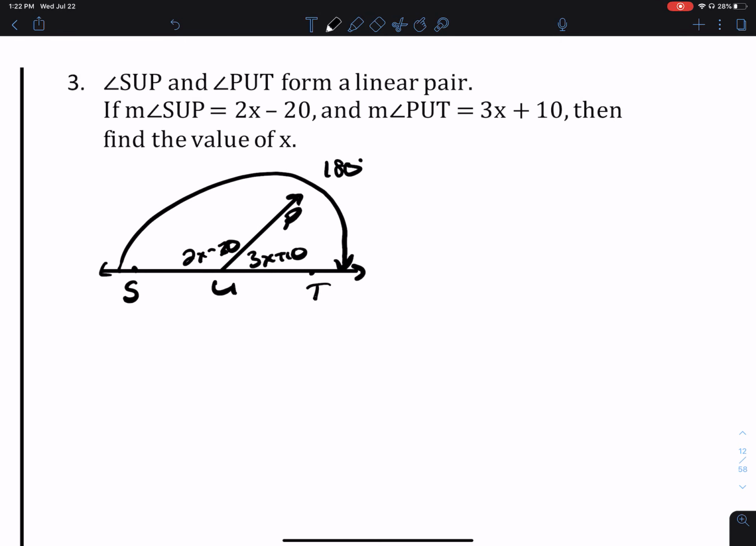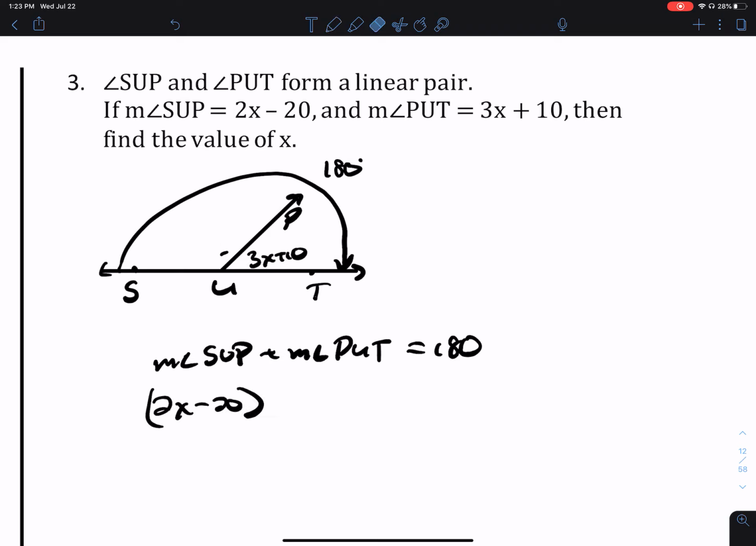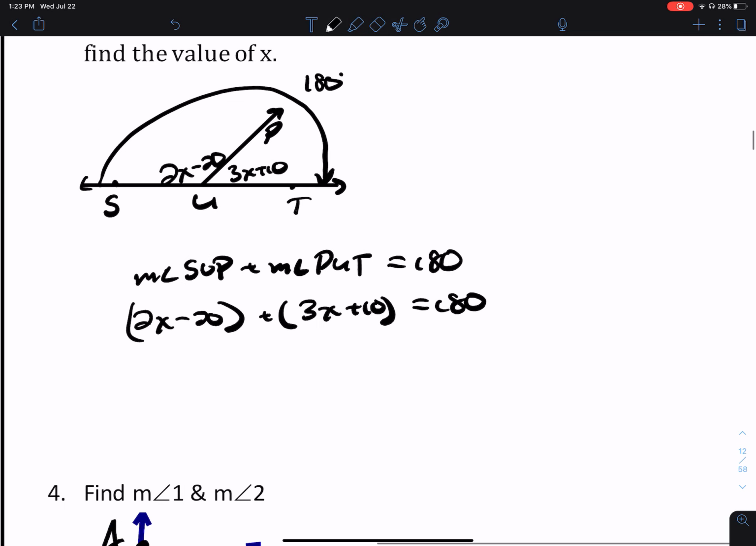According to the definition of supplementary, the measure of angle SUP plus the measure of angle PUT equals 180. SUP is 2x minus 20. Might not be able to see that because my handwriting has gotten worse than normal. That's saying something. Plus the measure of angle PUT is 3x plus 10. Combine like terms. 2x and 3x is 5x. Minus 20 and plus 10 is minus 10.